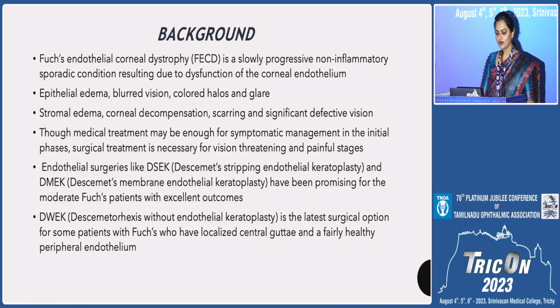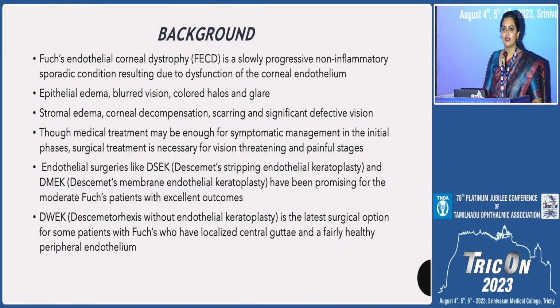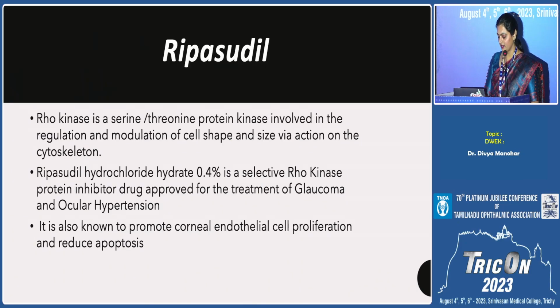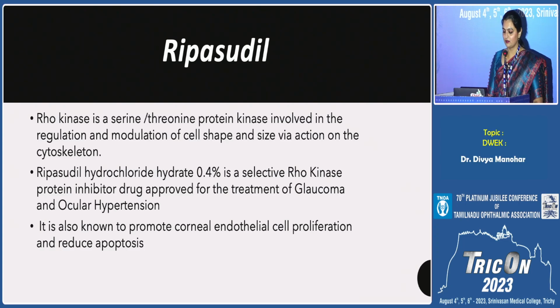significant defective vision. Initially, it is treated medically with hypertonic solutions, and in the later stages, we can either do a DSEK or DMEK surgery. What I'm going to discuss today is about DWEK surgery, which is descemetorhexis without endothelial keratoplasty. We did this during COVID when there was a dearth of tissues, when we didn't have enough tissues to do endothelial keratoplasty surgeries. We went ahead with it, and we also used ripasudil for these patients. Why ripasudil? Because it's a serine threonine protein kinase inhibitor.